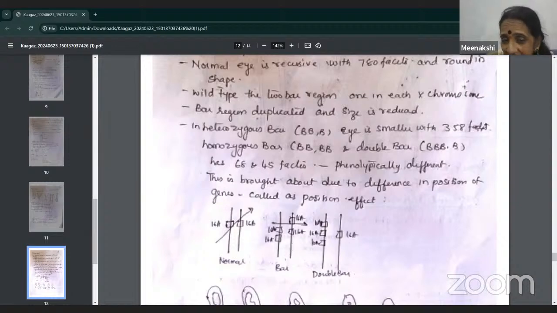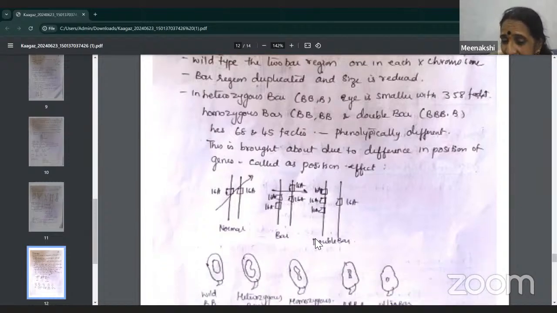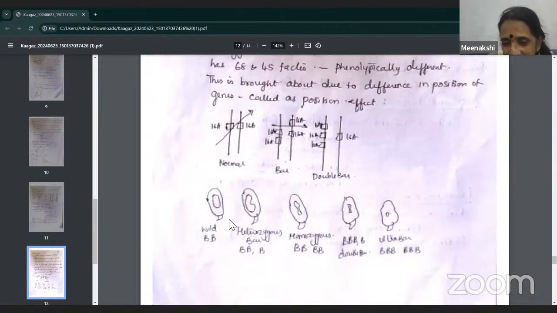Now, when a duplication occurs on a homologous chromosome, here you are getting a double bar instead of one bar. So in this case, you are able to see a duplication. And when you see the eye structure, you will be able to see it like this.